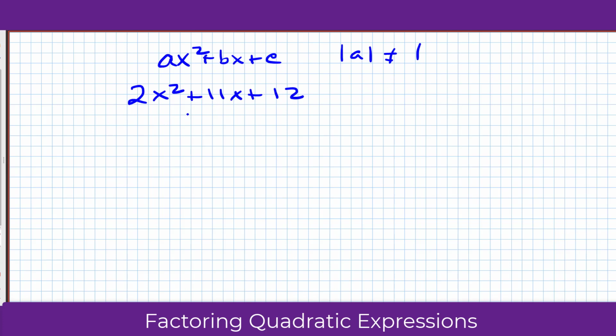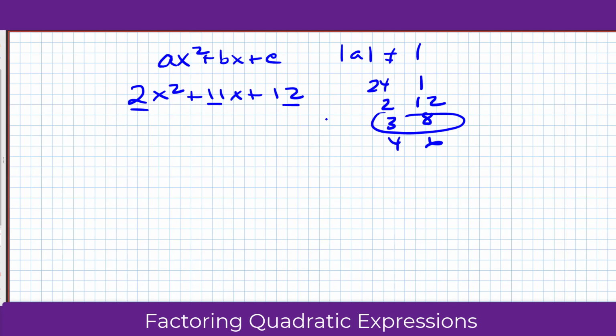But since a, b, and c are all positive, let's find the positive factors of 24 that, when you add them together, give us 11. So we've got 24 and 1. We've got 2 and 12. We've got 3 times 8, that's 24, and then we've got 4 and 6. So we're looking for that magic number 11, and 3 and 8 get us that magic number 11, right?